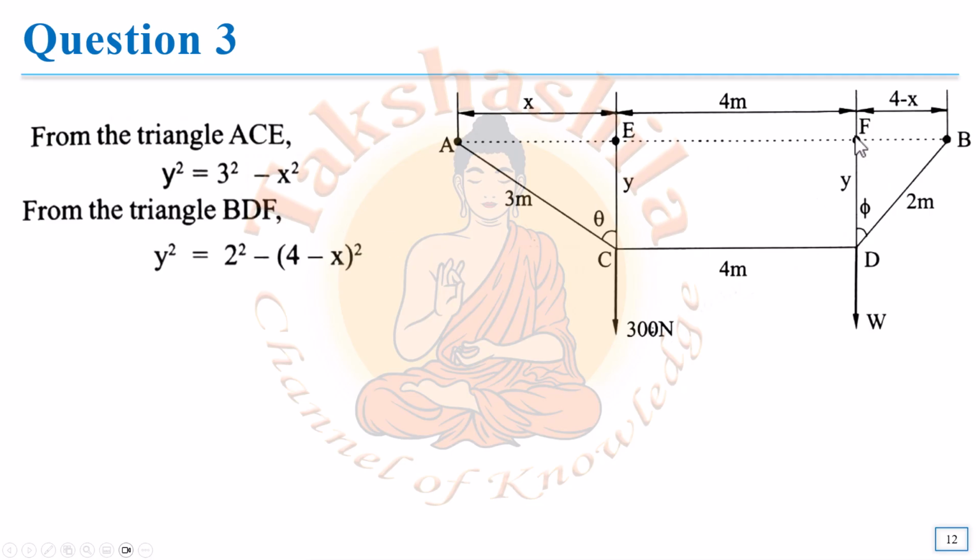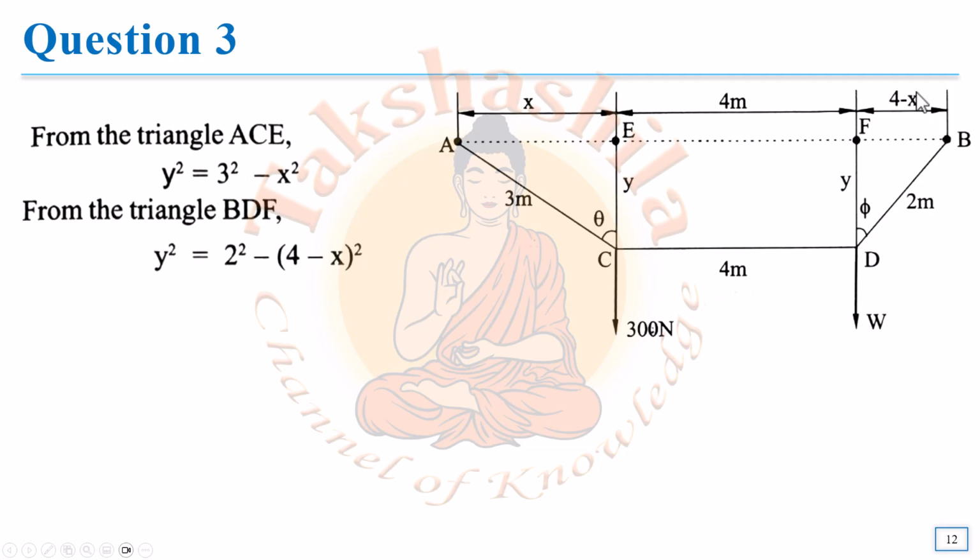Now we can consider the next triangle, that is BDF. We have one more triangle here. In this, let us mark this angle as phi. We also know FD is equal to EC, which is equal to Y itself. Let us again apply the Pythagoras theorem here. Similarly, we get Y square is equal to 2 square minus (4 minus X) the whole square, that is, altitude square is equal to hypotenuse square minus base square.